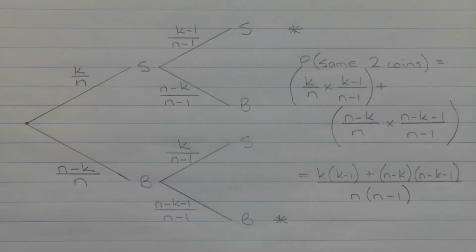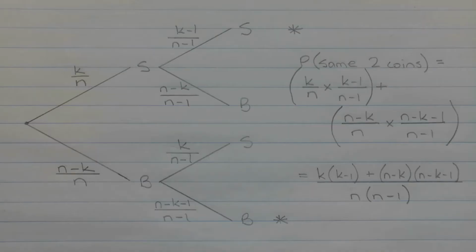We can list the outcomes of this experiment using a 2-stage probability tree. Now we know there are n coins in the bag. Out of those n coins, we know that k must be silver. The rest are bronze. So if there are k silver coins in the bag, given that there are n coins in total, that means there must be n minus k bronze coins in the bag.